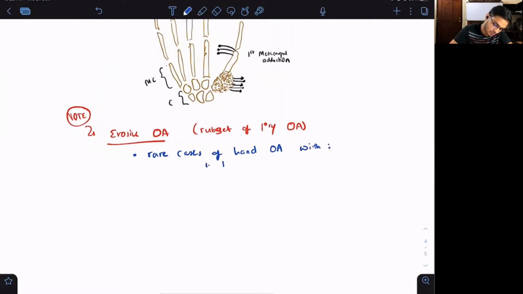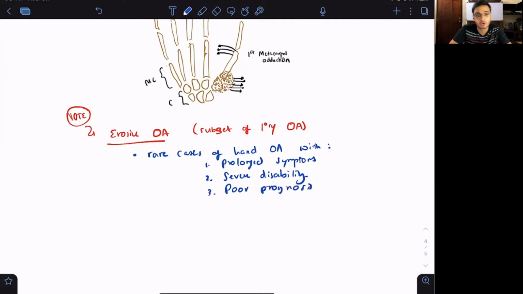First one, prolonged symptoms. Prolonged symptoms, sometimes for years and years, guys. You have pain, chronic pain, stiffness, all of these are there. Prolonged stiffness. Next one, severe disability, and you can put the third one, poor prognosis.